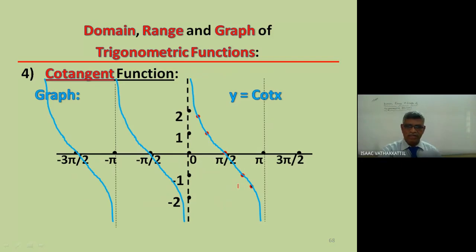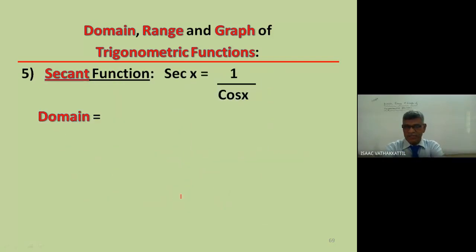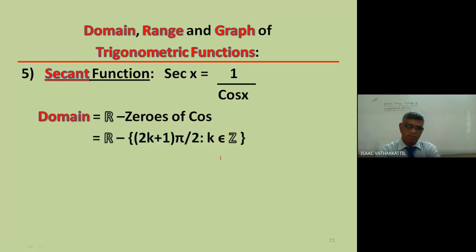So the cot function. You take care of the graph of all the functions, you should know how it looks like. We go for secant function. Secant function, sec x is 1 by cos x. Domain: the numerator is a constant, defined for all real values. Denominator cos x is also defined for all real values, but the denominator can be 0. We know the zeros of cos, odd multiples of pi by 2. So the domain will be the set of real numbers minus zeros of cos function, that is R minus odd multiples of pi by 2, or R minus the set of (2k plus 1) pi by 2, k belongs to Z.